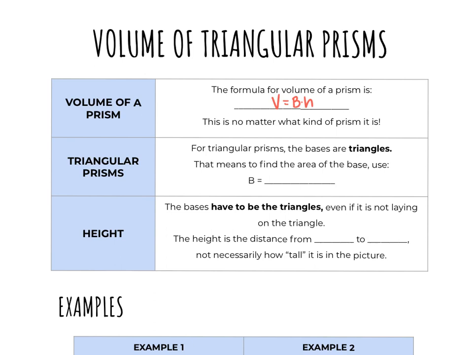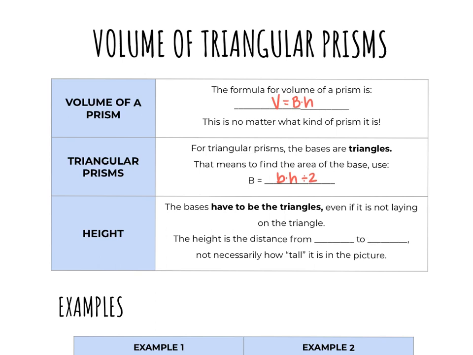Now, since we're focusing on triangular prisms, the bases have to be the triangles. So to find the area of the base, or the area of a triangle, you use the formula base times height divided by 2. Notice the b is lowercase because it stands for a side length, not the area. So capital B is area, and the lowercase b is just the side length, the base of the triangle.